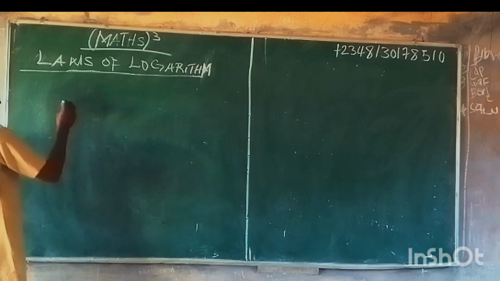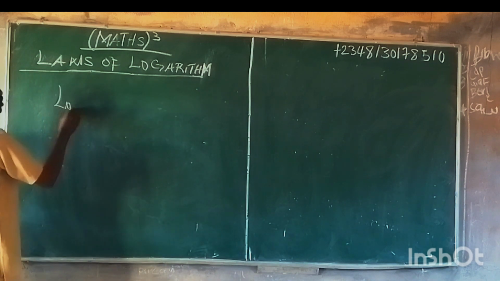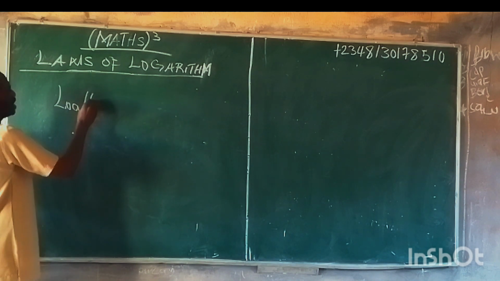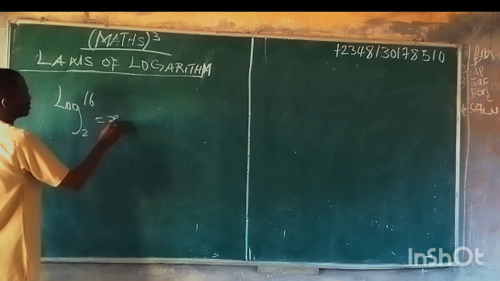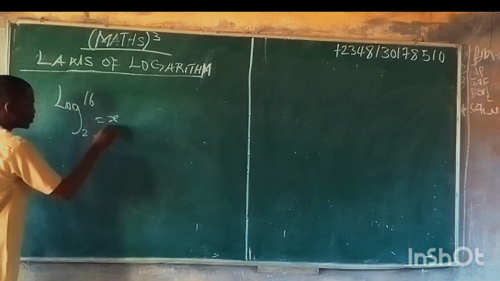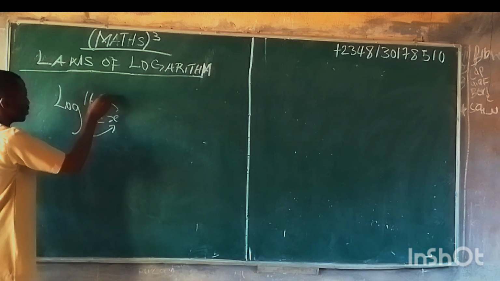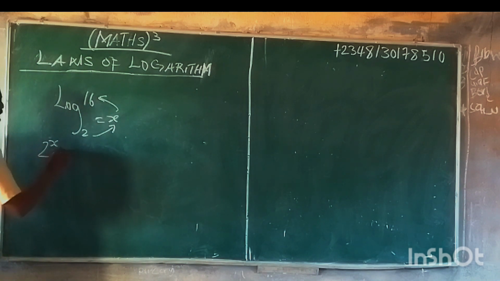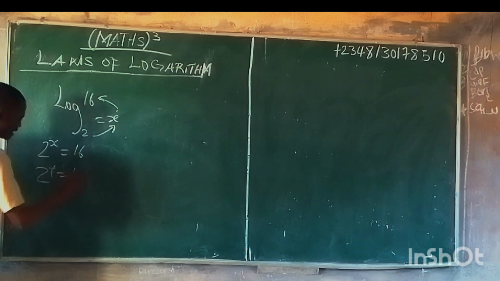Derive the logarithm. So we have log 16 base 2 equals x, and they ask you what's the value of x. You derive to base x equals 16. So you have 2 to the power of x is 16. 2 to the power of 4 will give me 16, and then x is equal to 4.